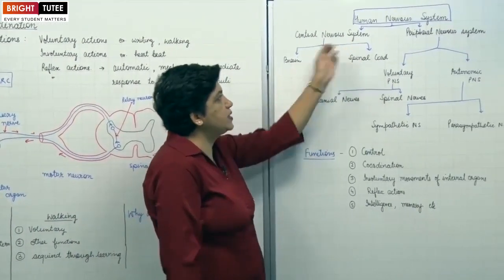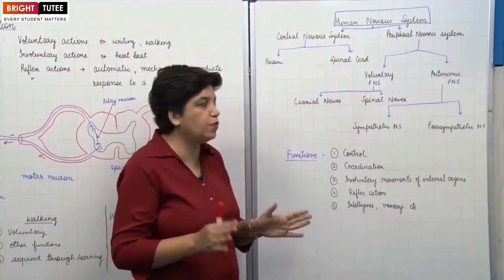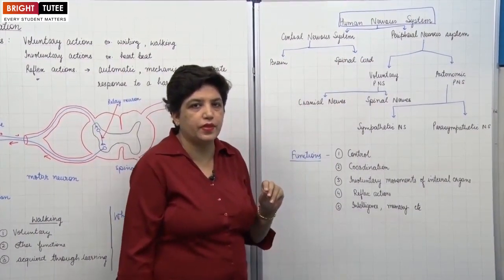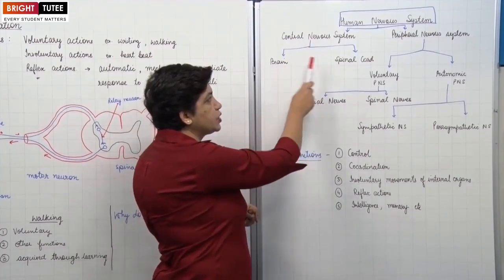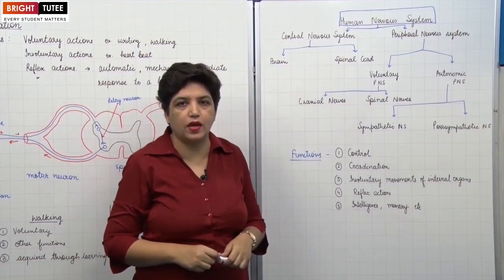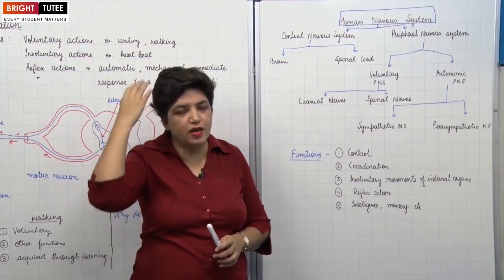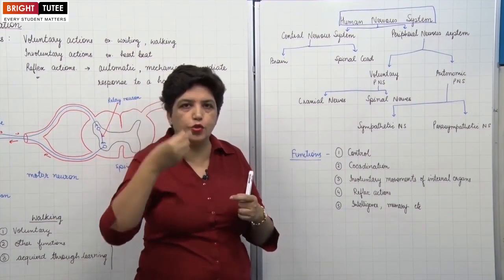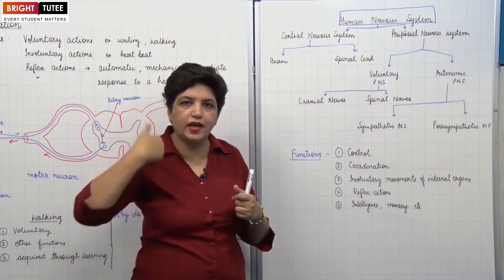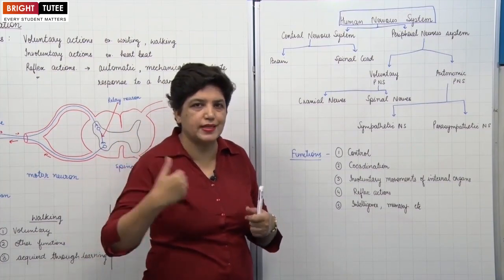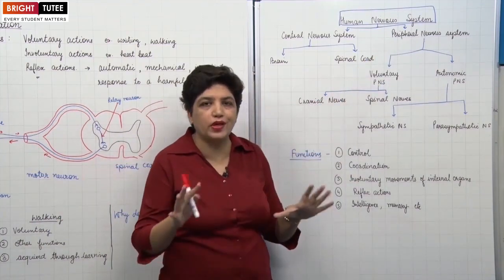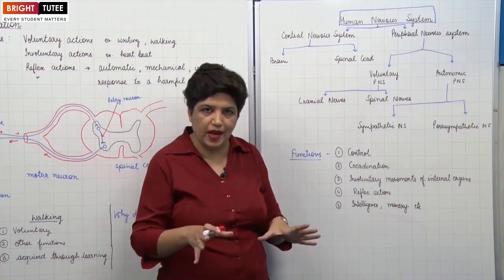The human nervous system can be divided broadly into two parts, the central nervous system and the peripheral nervous system. The central nervous system consists of brain and spinal cord. Brain is present inside the skull, and spinal cord is a tubular structure which extends from the neck to the lumbar region on the back side. The peripheral nervous system consists of all the nerves arising from the brain and the spinal cord.